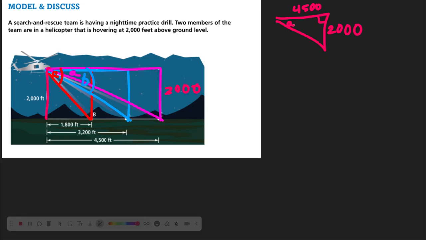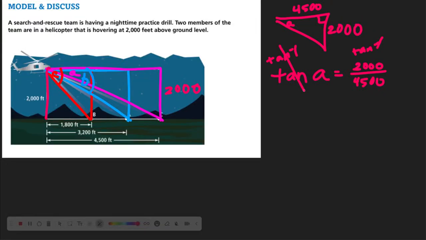According to A, what's the 2,000? Is it opposite, adjacent, or hypotenuse? It's opposite. Very good. What's the 4,500? Which one involves opposite and adjacent? So we'll say tangent of A. That's where our angle goes. Is 2,000 over 4,500. How do we get rid of tangent? What's the opposite function of tangent? Tangent inverse. So I have to do the tangent inverse of both sides.